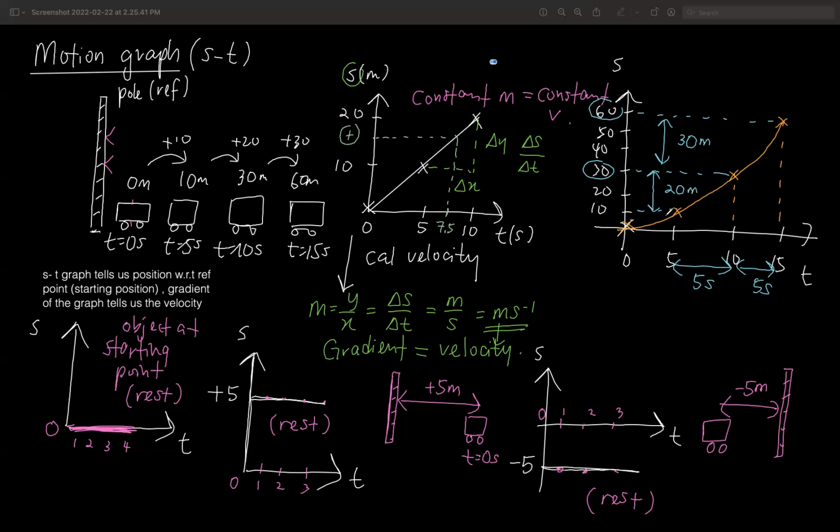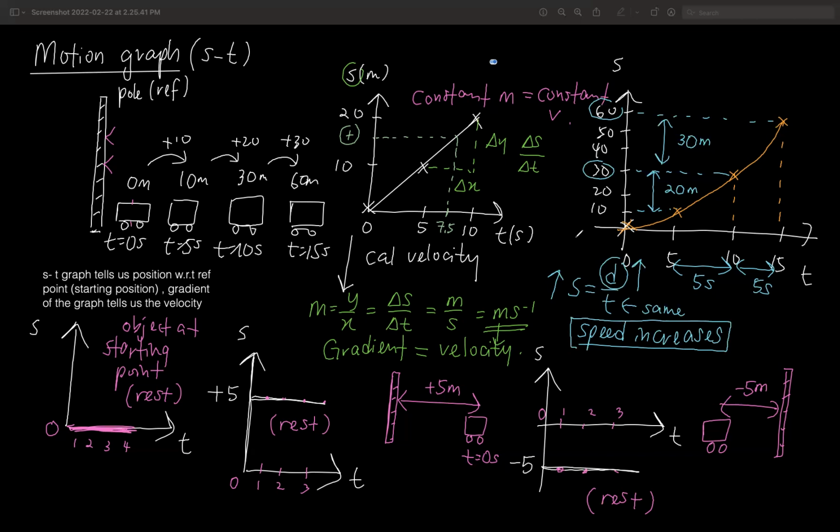In the same duration, the car travels longer distances. The first 5 seconds, 10, the next 5 seconds, 30. And it keeps on increasing. What does it mean? In the same duration, the car travels more distance. Speed equals distance over time. In the same duration, same t, the distance goes on increasing. That means it is speeding up. The speed increases.